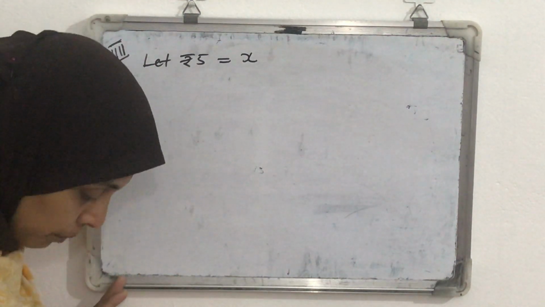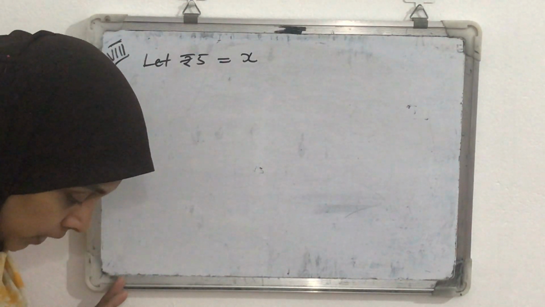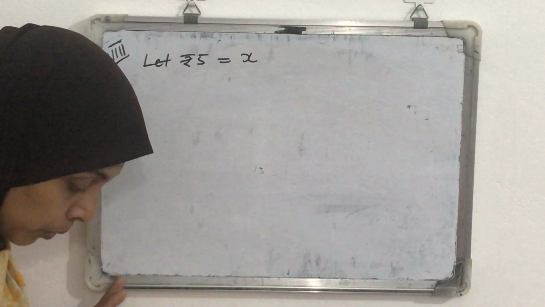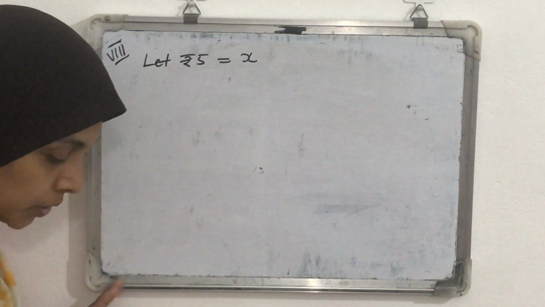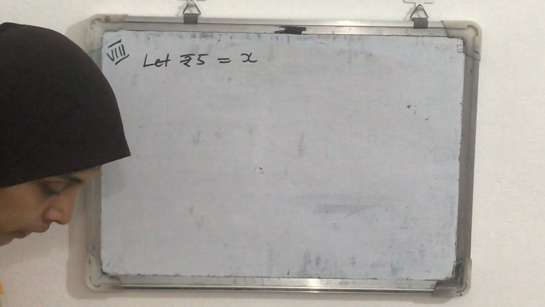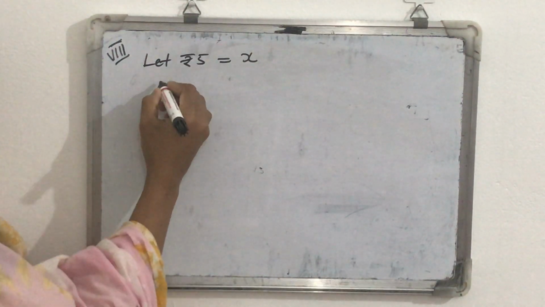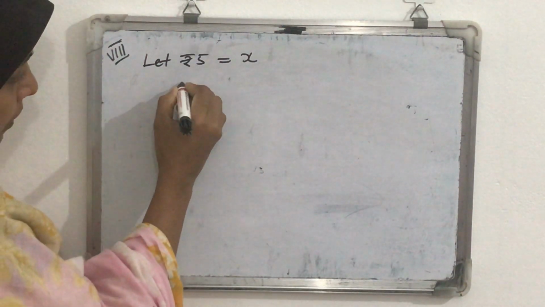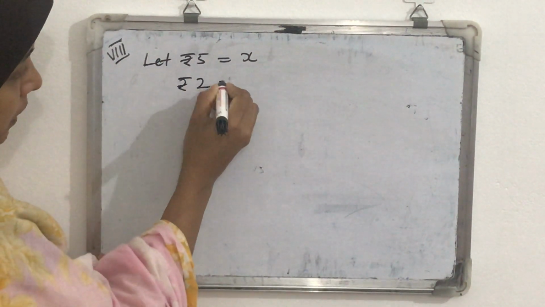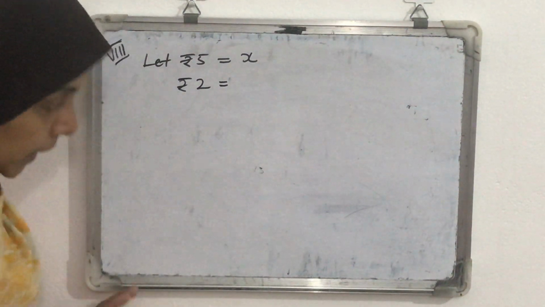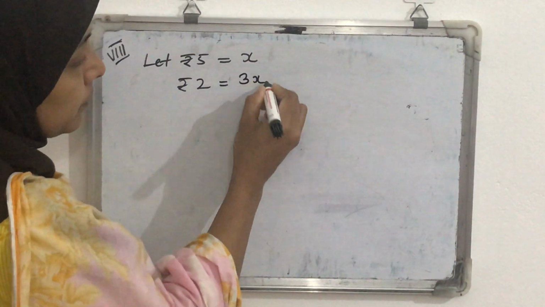Then what will be the number of 2 rupee coins? What is the relation? The number of 2 rupee coins is 3 times the number of 5 rupee coins. So what can we write? The number of 2 rupee coins equals 3 times, so 3x.